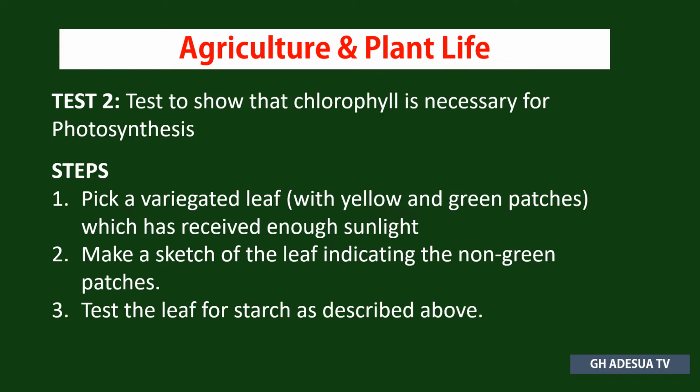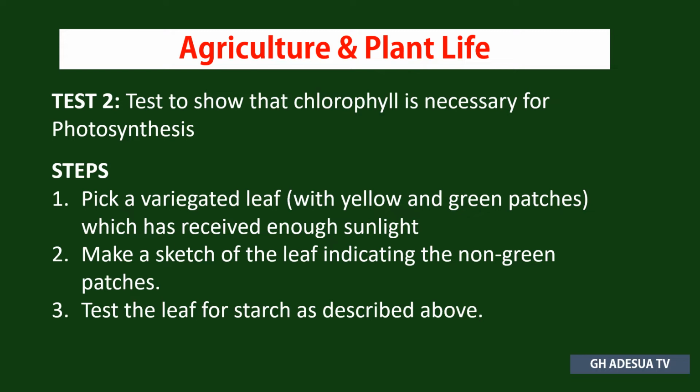So when you pick such a leaf, the next step will be to make a sketch of the leaf indicating the non-green patches. You first put the leaf on a sheet of white paper and draw the outline of the leaf. Then you try to locate where the patches that are not green are. If a portion is yellow, you locate where it is on your drawing. Then you mark it out with your pencil.